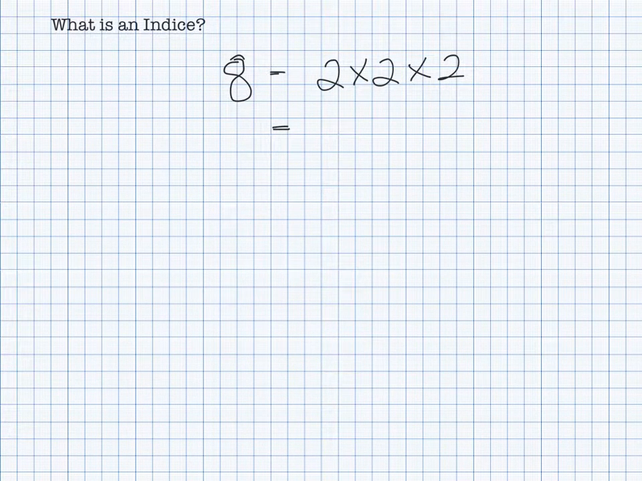And I can write that in maths by using the 2 as my base number. Right, so that's the factor of the big number. And I just have to write my index, which is how many times it's multiplied together. In this case, I've multiplied it together 3 times. That is what an indice is.